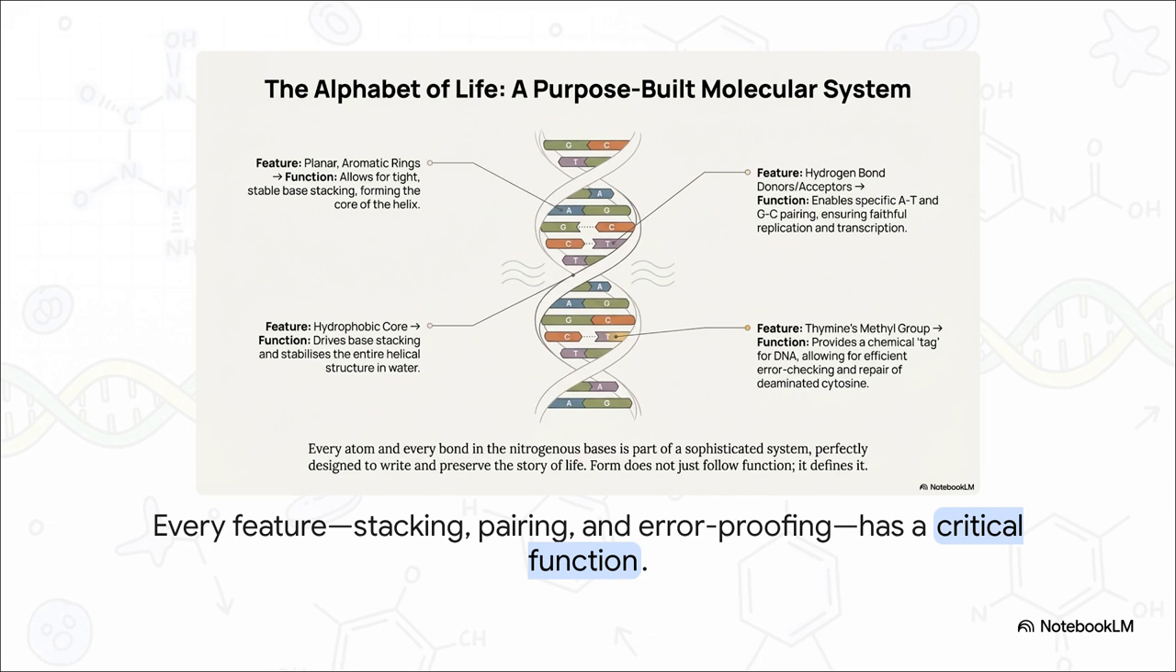Second, the precise placement of atoms for hydrogen bonding. That's the grammar that dictates the AT and GC pairing rules, making sure our code is copied correctly. Third, the hydrophobic nature of the bases is what drives the whole structure into that protective helix. And finally, that elegant little detail, thymine's tiny methyl group, the built-in tag for the cell's error-proofing system. You see? Every single feature serves a critical function.